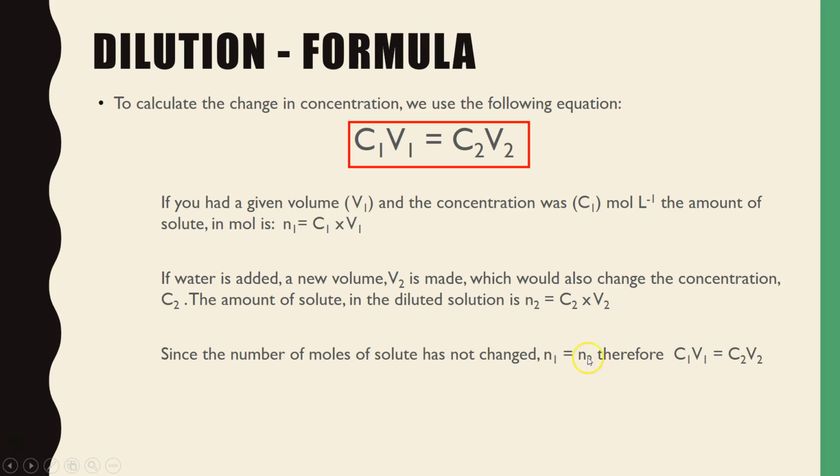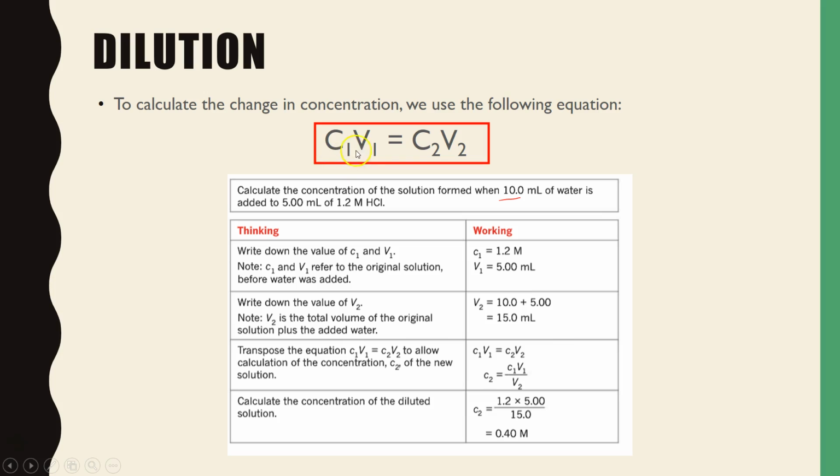Since the number of moles has not changed, we can say n1 is equal to n2. Therefore, we can say C1V1 is equal to C2V2, and this is how the equation was derived. Let's apply this into practice. So calculate the concentration of a solution formed when 10 ml of water is added to 5 ml of 1.2 molar hydrochloric acid. So let's identify the variables that we know.